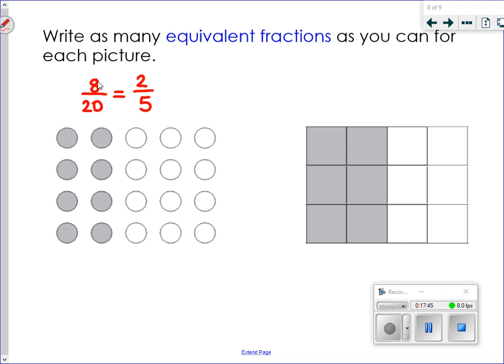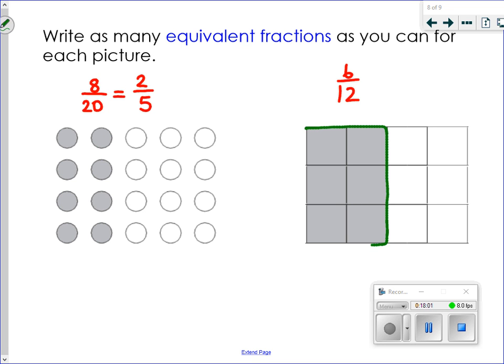Okay, let's try the second one. Let's try how many are shaded all together in this rectangle. 6 out of 12. Okay? Oh, but I could regroup that a different way. I could look at it this way.